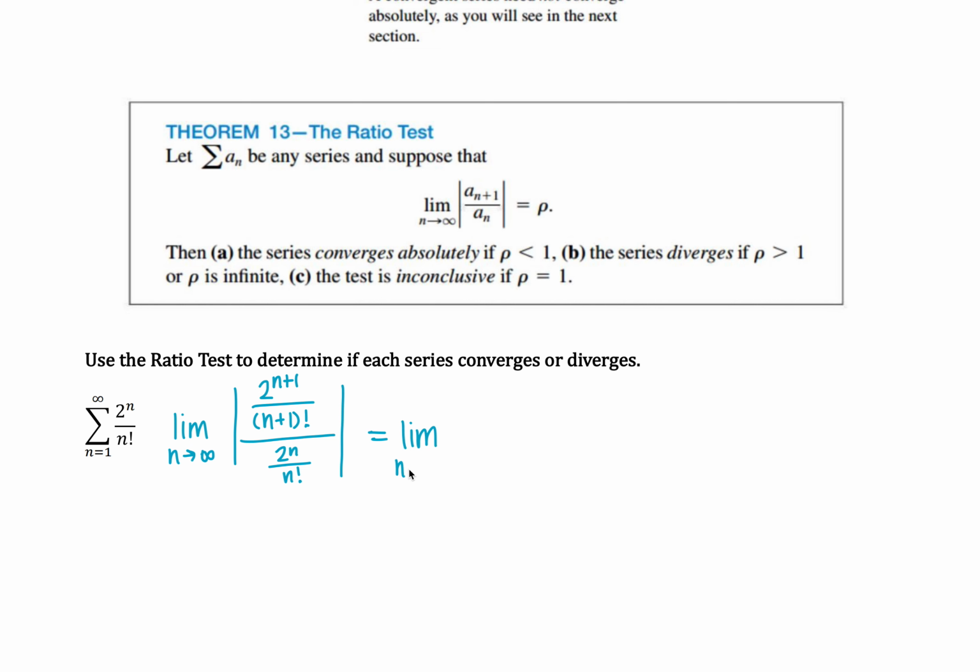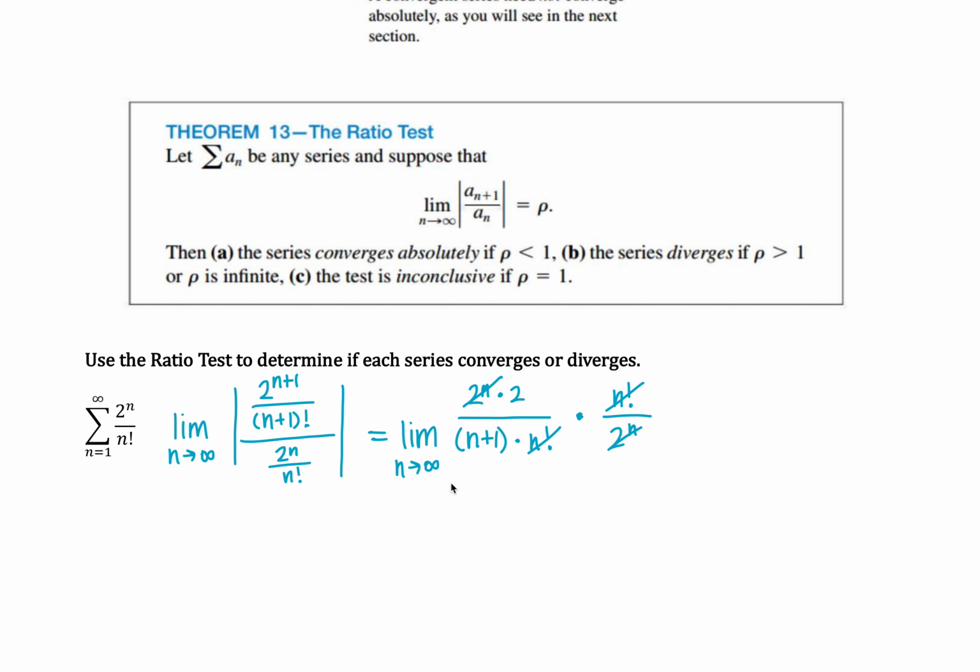So we're now looking at the limit as n approaches infinity. Up here, 2 to the n plus 1 is 2 to the n times 2. N plus 1 factorial, I could write that as n plus 1 times n factorial. And then the denominator is going to be n factorial over 2 to the n, because we flip it. Now I can start to cancel here. The 2 to the n's are going to go, and also the n factorials. So I'm left with just 2 over n plus 1.